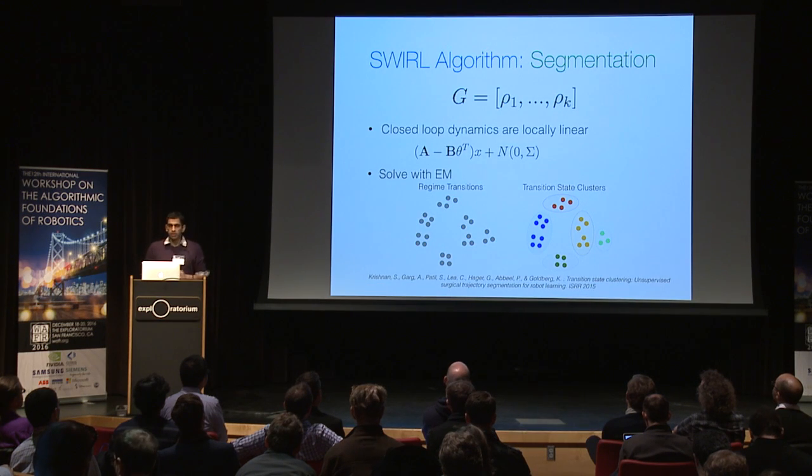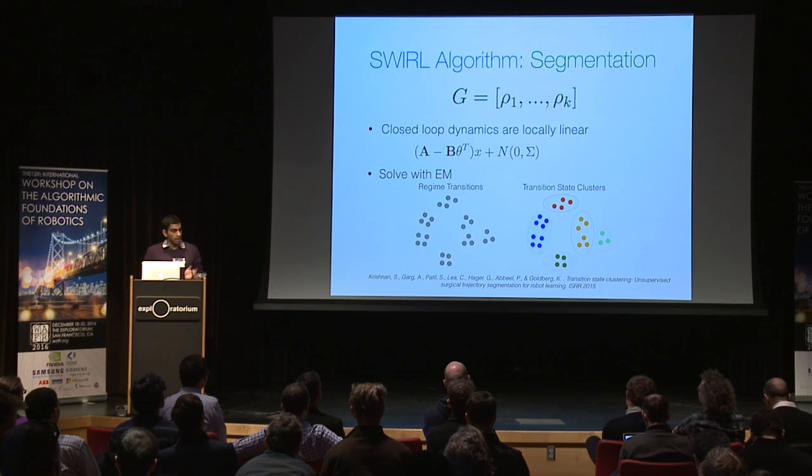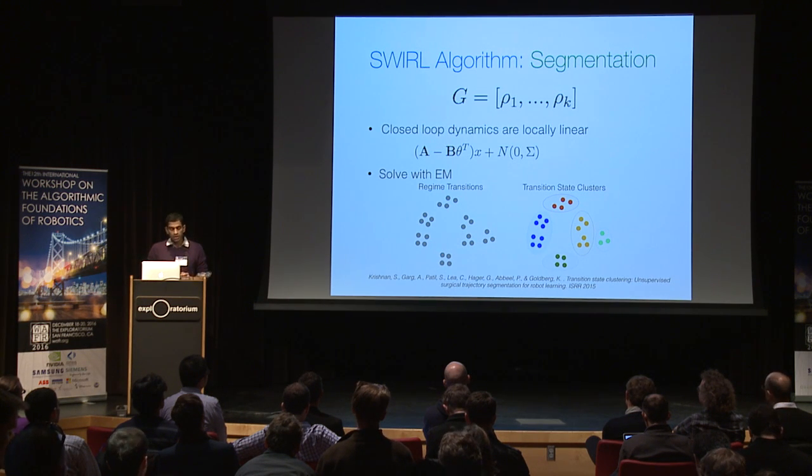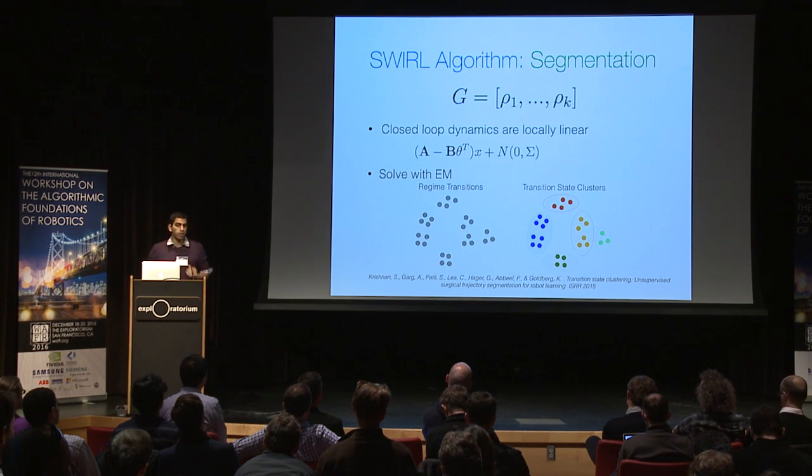So let's start with the first step of this algorithm, segmentation. Suppose we forget about the reward functions and we just want to infer these transition regions. The first thing we can note is that, given the assumptions we made, the closed loop dynamics of this system are locally linear. That means that when the rewards transition, the local linear closed loop dynamics also transition. So it models a switched linear dynamical system, and this is a system in which we understand parameter inference pretty well because it's a fully observed process.